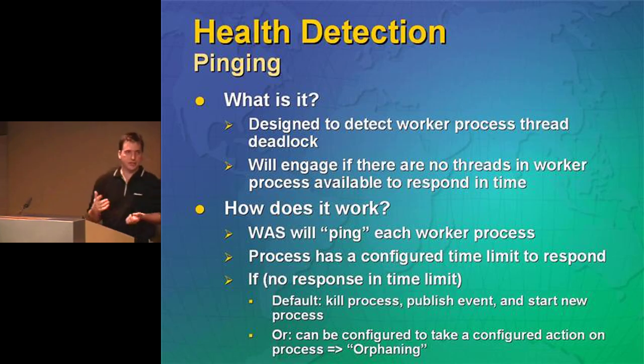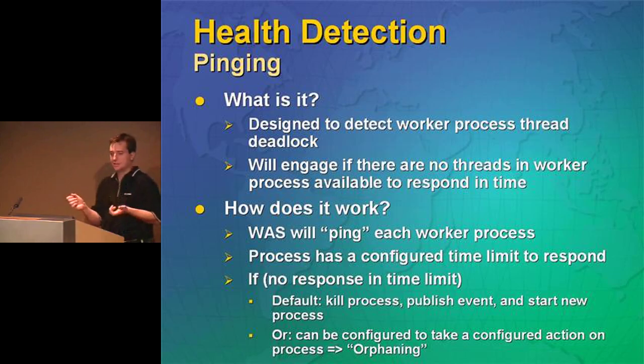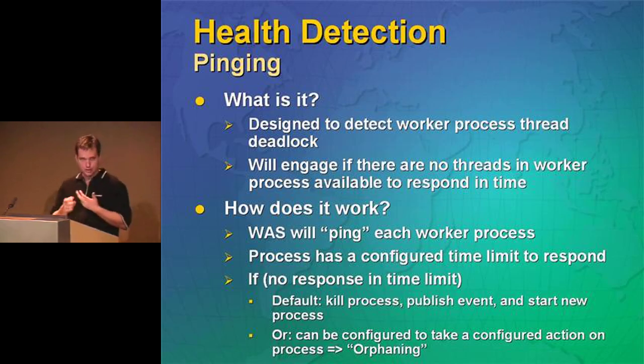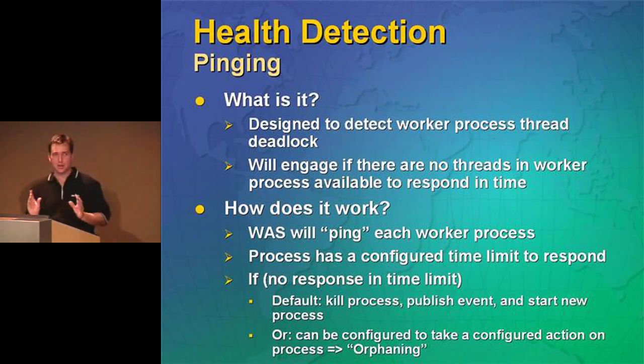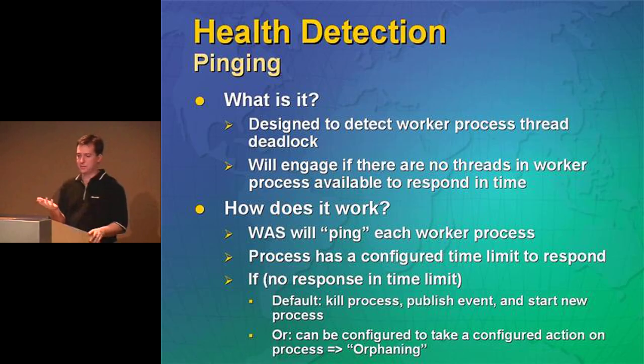Okay, there's another feature of health detection, another component called process pinging. Now this doesn't have anything to do with the TCP/IP ping that you do to detect if an IP address is valid. It's basically the communication channel that's set up between WAS and the worker process, and it's a Win32 named pipe. So what WAS will do is periodically send a message to the worker process to detect if it's still up and running. Now, the case when it will not send back a response is typically when all of its threads are deadlocked. And the process has a configured time limit to respond.